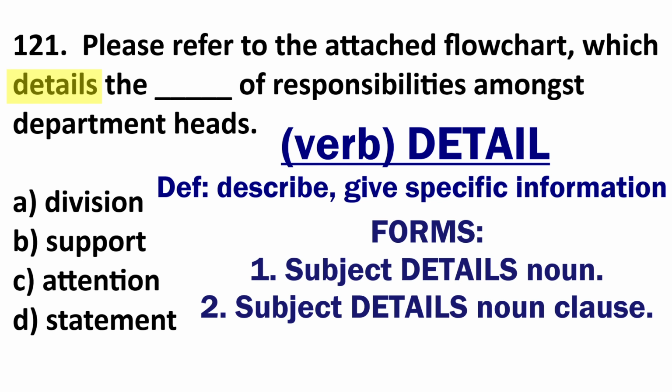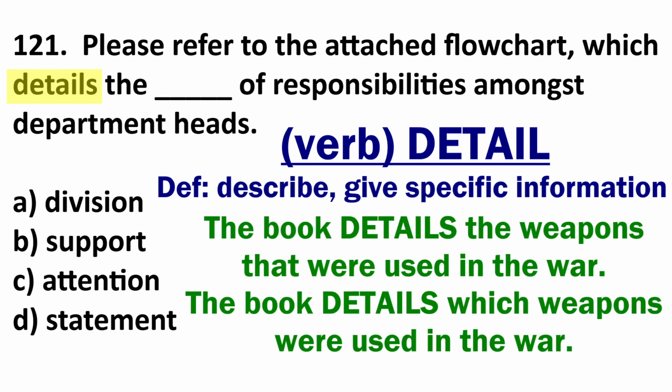Now, you probably know the noun detail, but it can also be a verb. If you detail something, you give specific information. And the form is simple. Subject details noun or subject details noun clause. An example, the book details the weapons that were used in the war. Or the book details which weapons were used in the war. So in both situations, it is giving a lot of information.